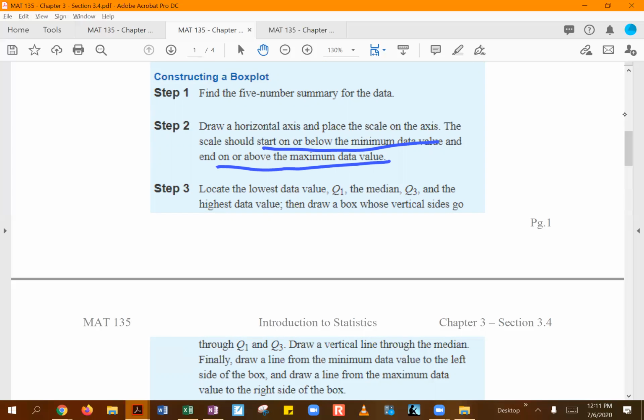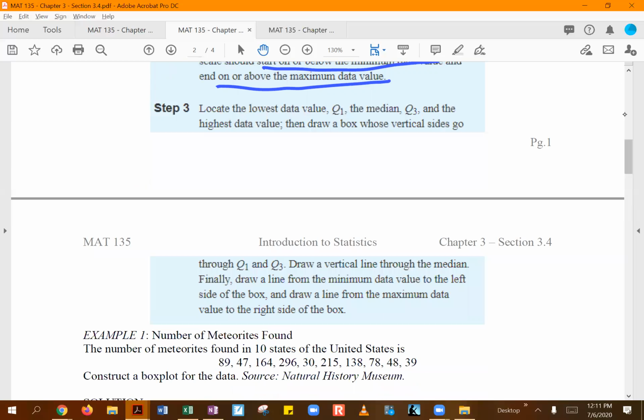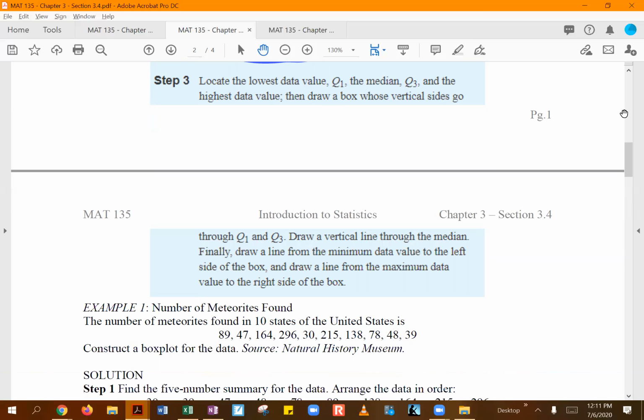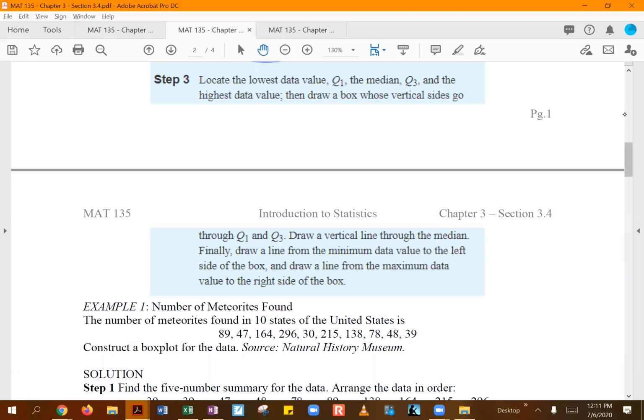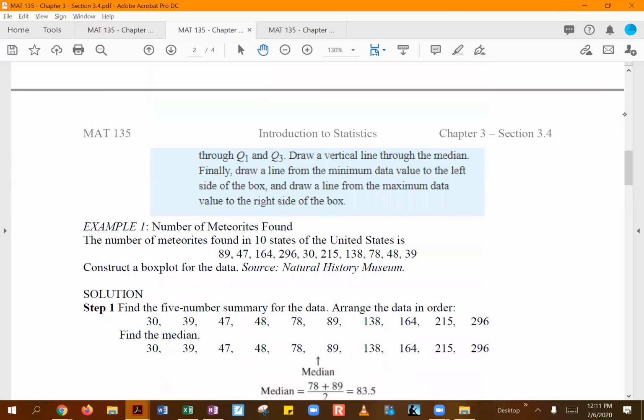So we don't have to go all the way from 0 unless that's part of our set, but just make sure you're giving yourself enough on the scale where the minimum and the maximum data values can be identified. Locate where the Q1, Q2, and Q3 values are going to be, the lowest and the highest data values, and then of course we go about drawing our box and whiskers, basically, if you will.